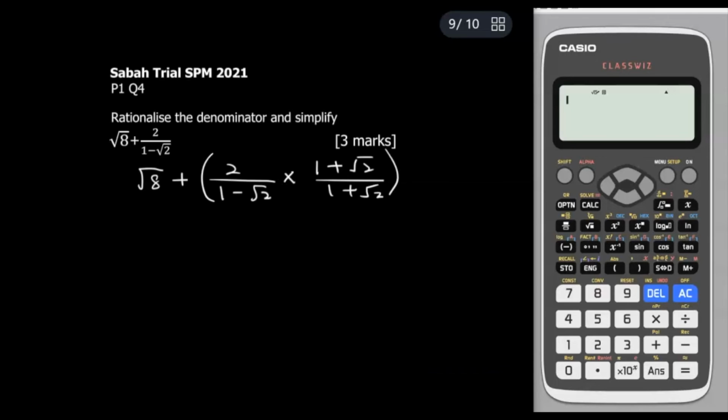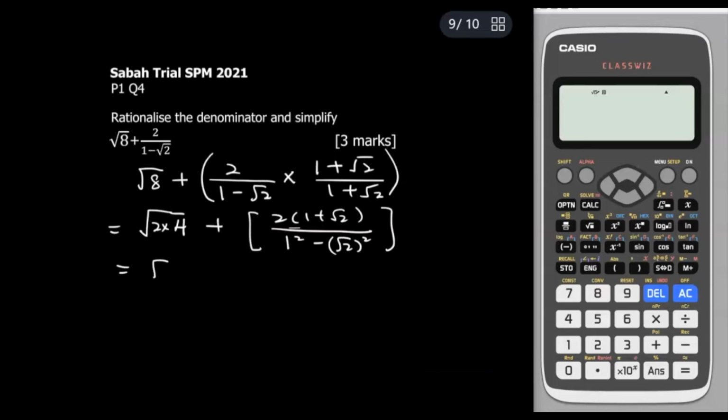Okay, so we're going to solve this. Surd 8 is actually surd 2 times 4, plus, we times together, 2 times 1 plus surd 2 over 1 square minus surd 2 whole thing square. Okay, so we use the square bracket. So equals surd 4 times surd 2, then plus 2 plus 2 surd 2 over, 1 minus 2 is negative 1.